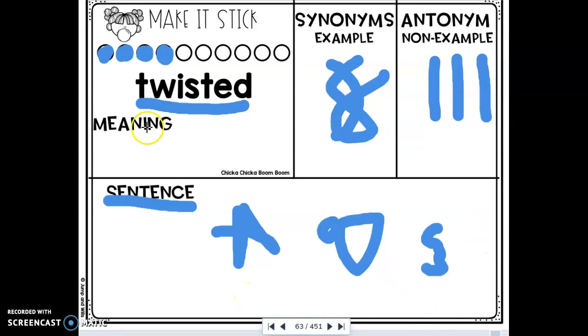So go ahead and complete your worksheet and keep it inside your Reader's Workshop binder. The word we learned today was twisted.